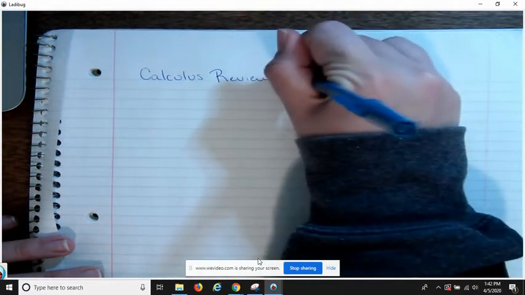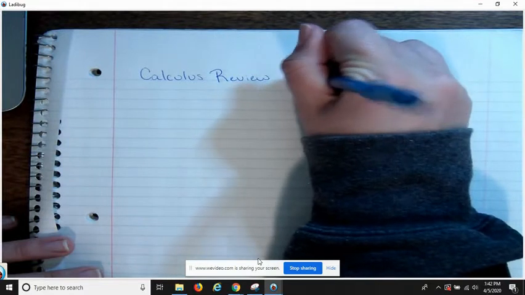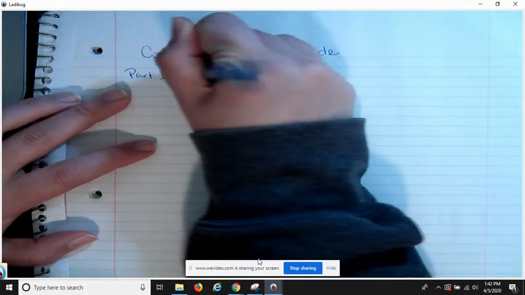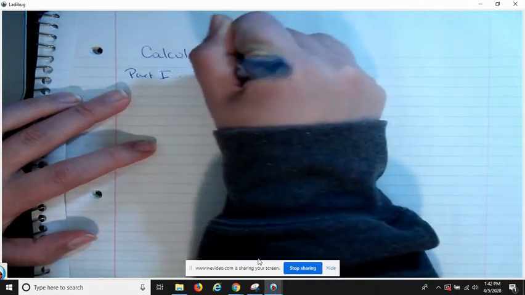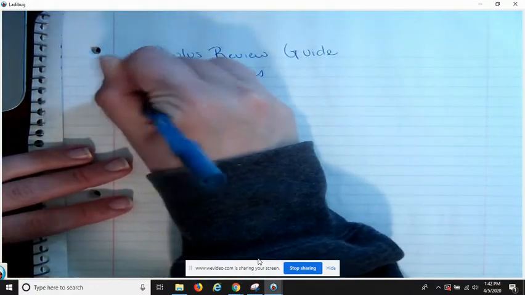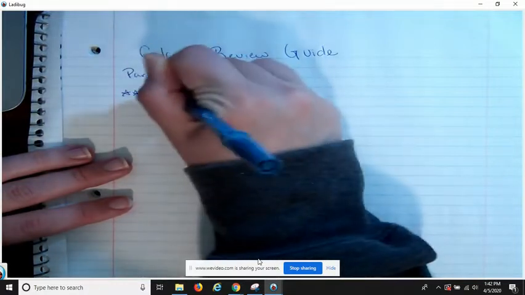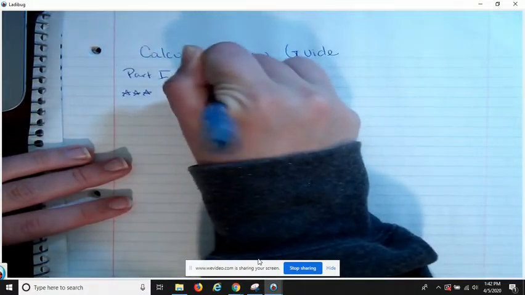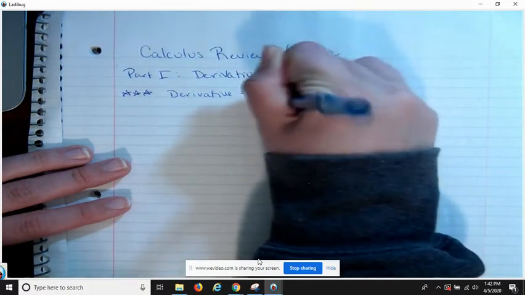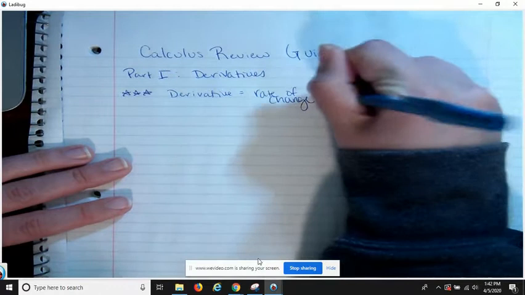Calculus review guide. Okay. So part one, we're going to talk about derivatives. Okay. So first, remember a derivative is a rate of change. And it's also the slope of a tangent line.